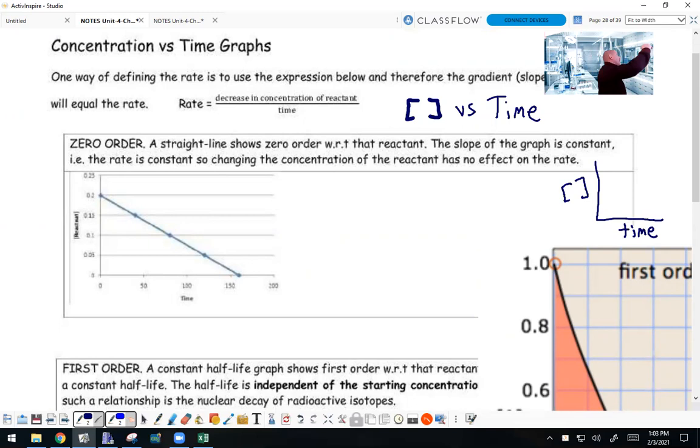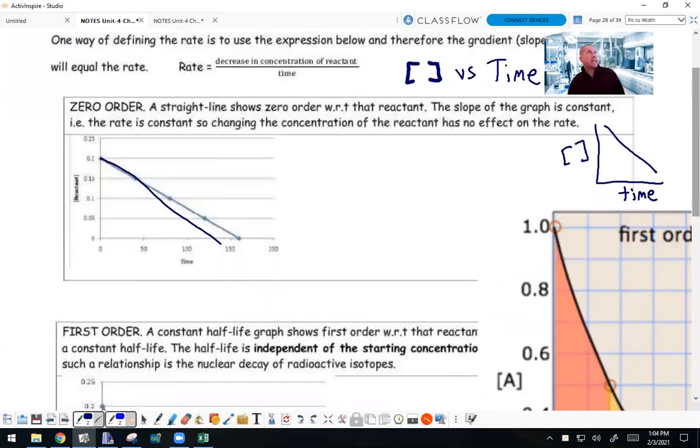All right, so if you see a straight line, it's a zero order. Straight line graph, zero order, because what that means is the concentration does not affect the rate law. Zero order means rate is equal to k times the concentration of A to the zero power, which means, as you can see, the concentration of A does not affect the rate. So y is equal to mx plus b, and the slope of the line is equal to the negative of the constant.